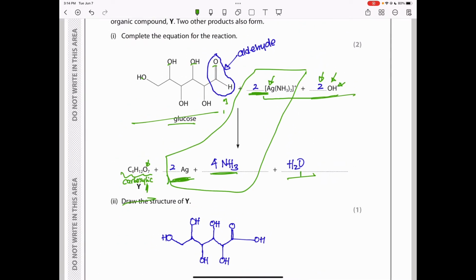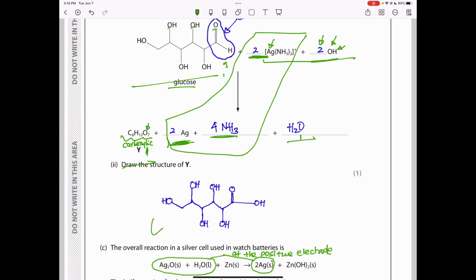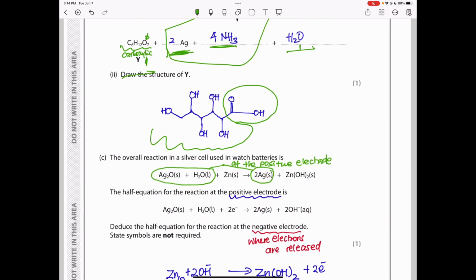Of course, like I said, it's only the aldehyde group that is going to be converted to a carboxylic group. So draw exactly the structure of glucose, but this part here, instead of being an aldehyde, it's going to be shown as a carboxylic acid.